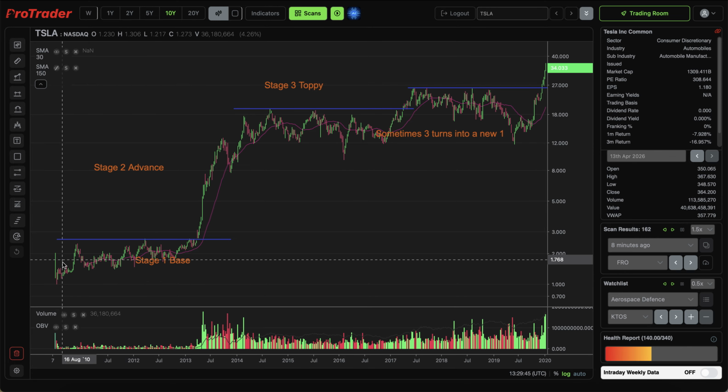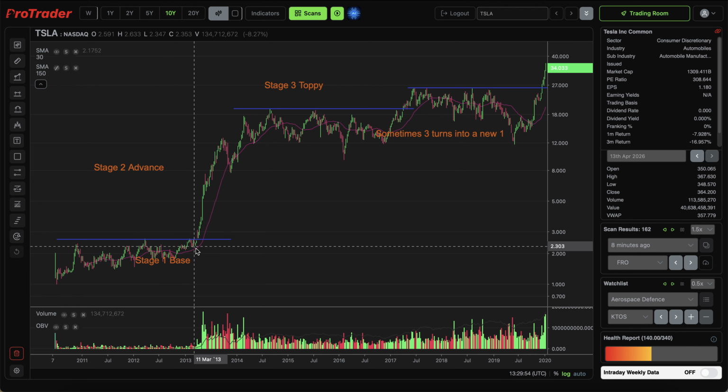For example, Tesla floats back here, has this huge stage 1 base where it goes sideways from floating date really till it breaks out like 3 years. Then it breaks out after 3 years.